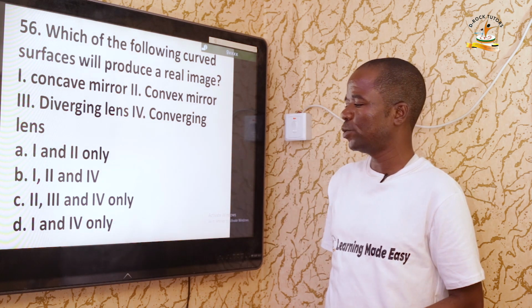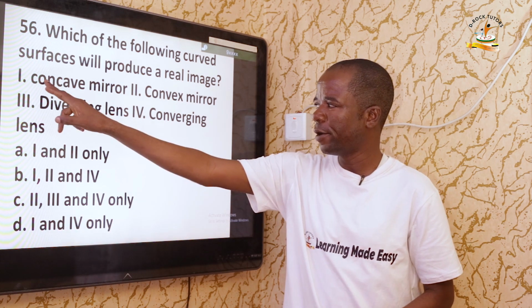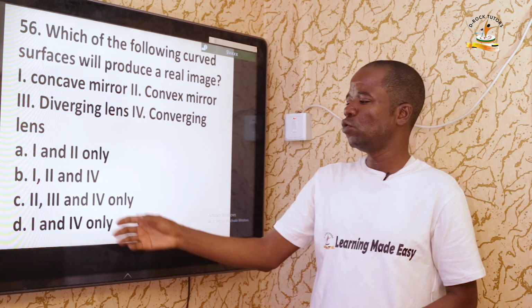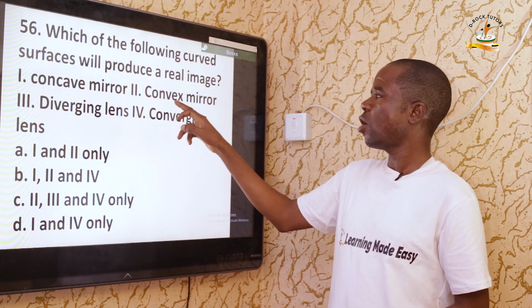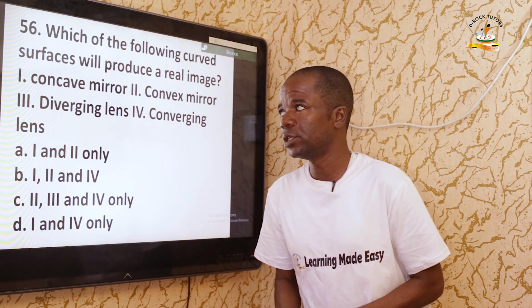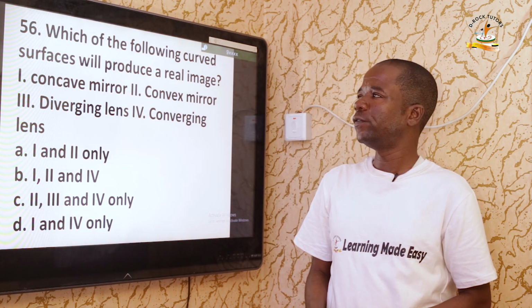Let's take a look at the options. That's option D, 1 and 4. Only concave mirror and convergent lens will produce real images. Convex mirror and divergent lens will produce virtual images. Let's go to number 57.